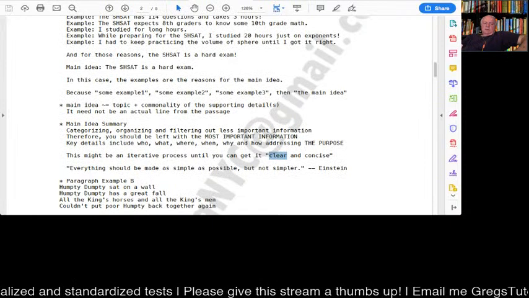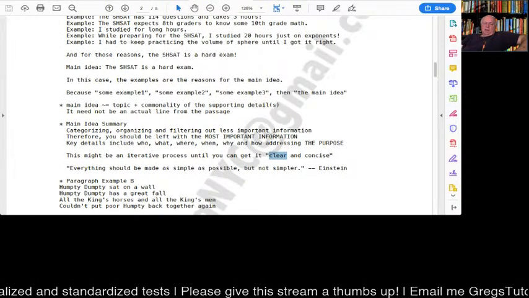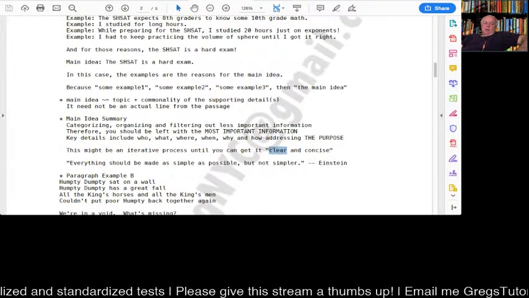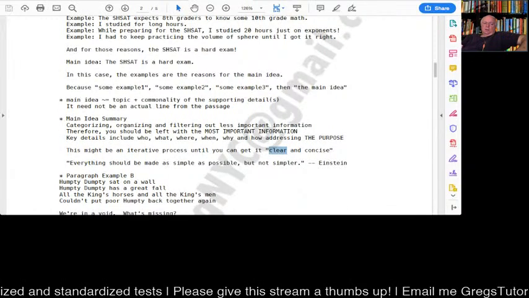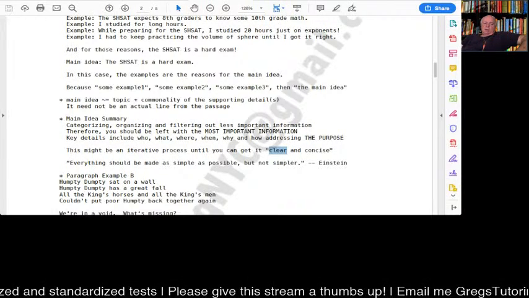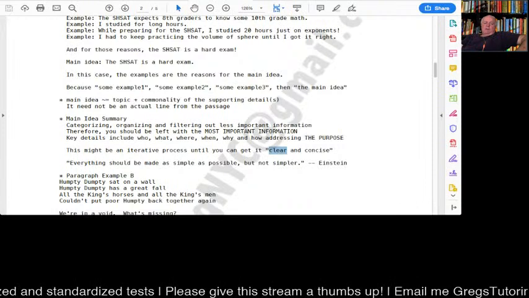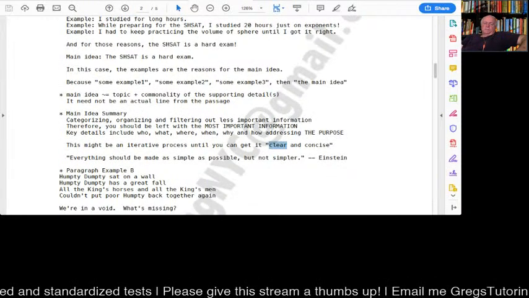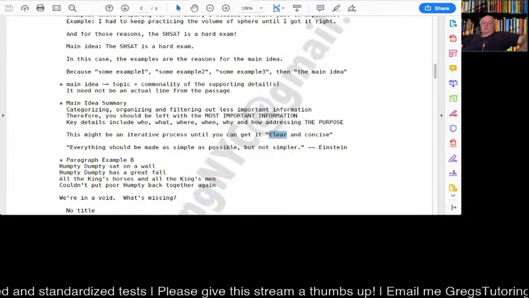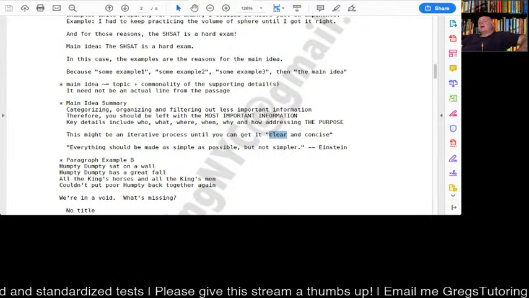What we're going to do is go back to the normal passage, a poem that you know about. Humpty Dumpty sat on a wall. Humpty Dumpty had a great fall. All the king's horses and all the king's men couldn't put Humpty back together again. So we're kind of in a void here. What's missing? There's kind of 2 things missing. The first thing that's missing is the title. So all passages don't need a title.